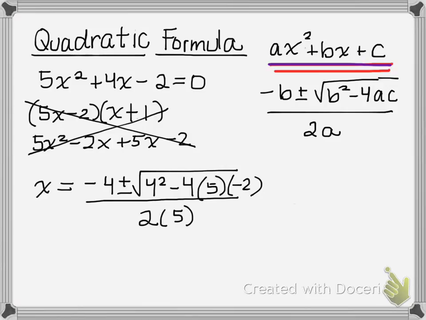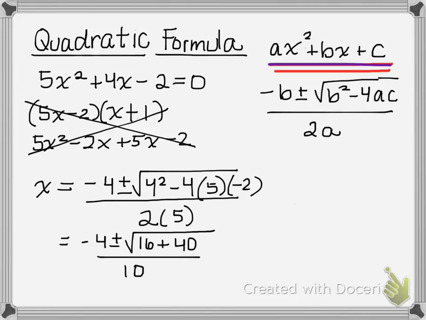A little problem here is I want to simplify it. So we're going to have to work with radicals a little bit and try to get this simplified. We've got this 16 from the 4 squared, and then we've got this plus 40 from this, because I have a negative, so that gave us a positive here, and then 4 times 5 times 2 is 40. And in the denominator, 2 times 5 is 10. We can simplify a little bit further here. So I can go negative 4 plus or minus the square root of 56 over 10.